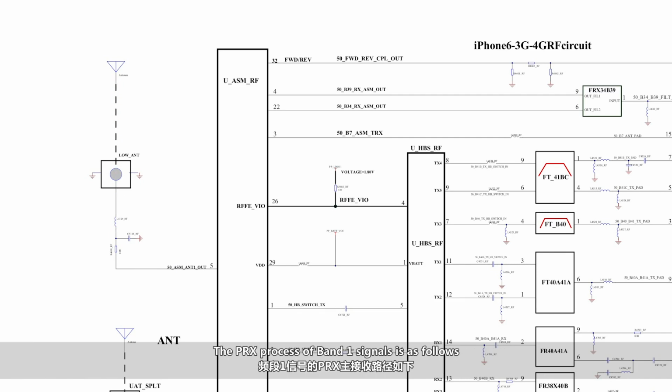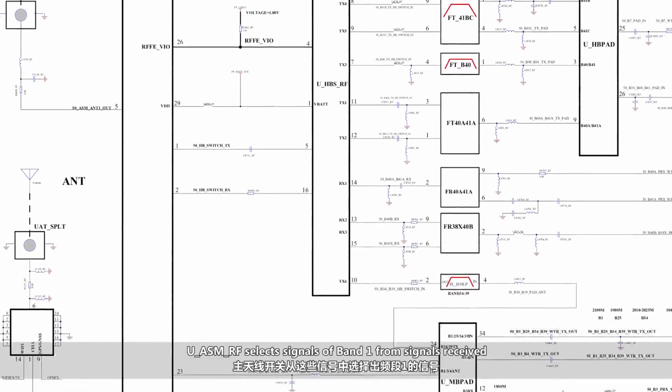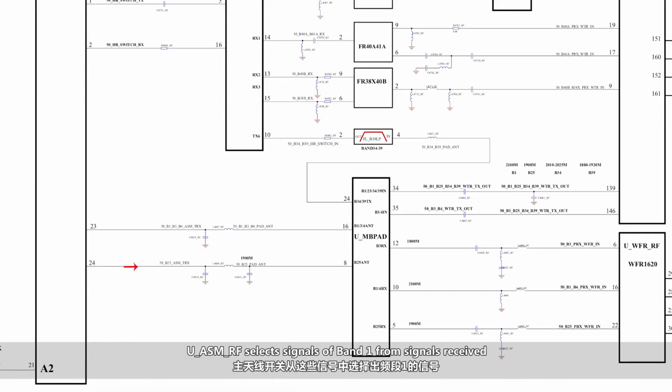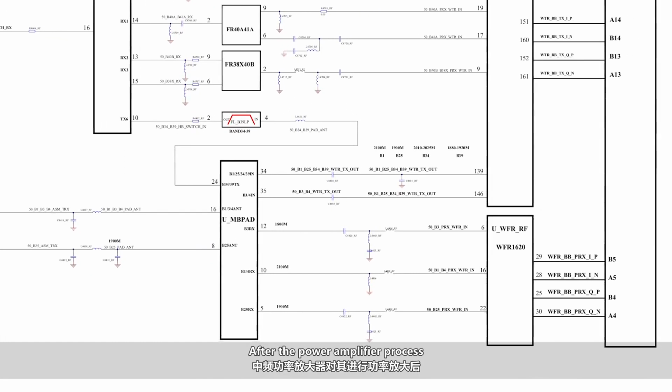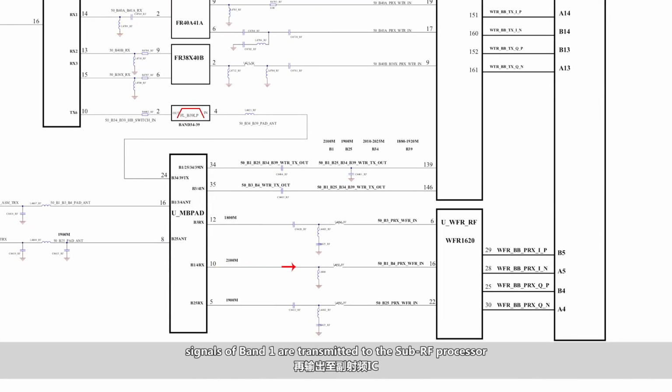The PRX process of band 1 signals is as follows. The lower antenna transmits signals received to UASN-RF. UASN-RF selects signals of band 1 from signals received and then transmits them to UMBPAD. After the power amplifier process, signals of band 1 are transmitted to the sub-RF processor. The sub-RF processor demodulates signals of band 1 into baseband IQ signals to be processed by the baseband CPU.